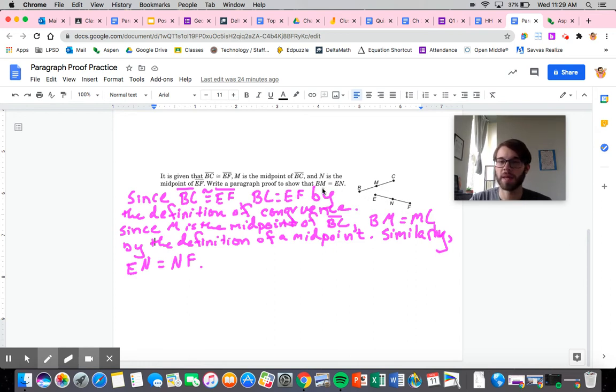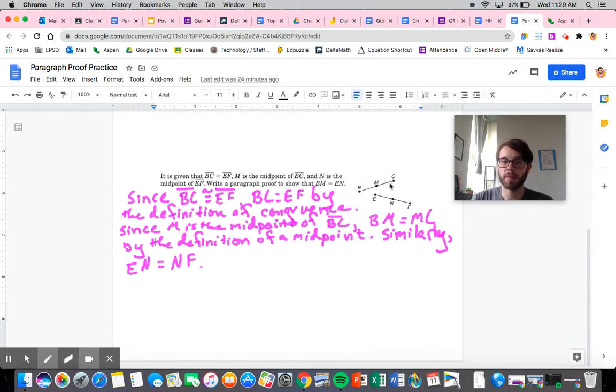Now, ultimately, our goal is to get to BM equal to EN. So that ultimately will mean that we have to relate these two segments to each other. Well, we already have a way of doing that. We already know that BC and EF are related to each other. They're equal to each other, right? So I need to get my BM and my EN in terms of my BC and my EF. So how can I do that?